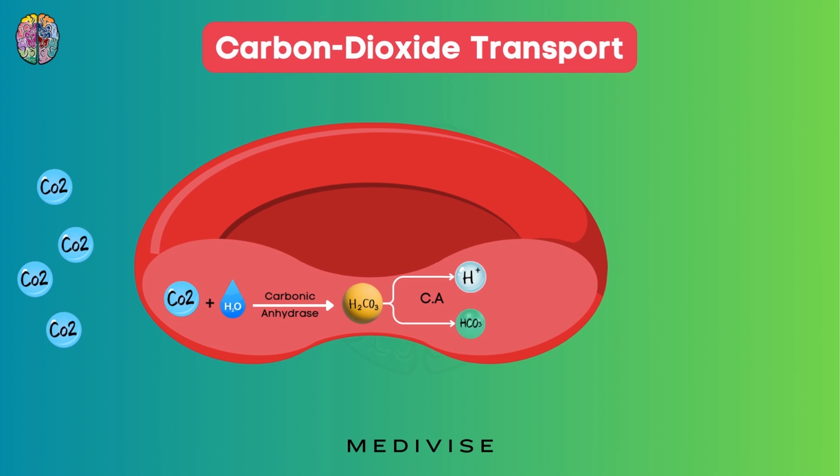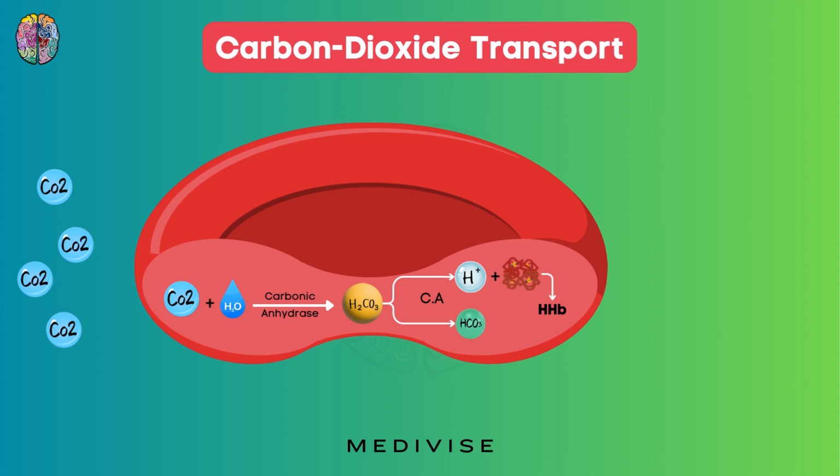Now what happens to this H+? These hydrogen ions are very dangerous. We can't just leave them inside the RBCs. These have to be buffered. So these H+ ions go and attach with the hemoglobin, forming HHb. H is hydrogen ions and Hb is hemoglobin. This is how these ions are buffered.